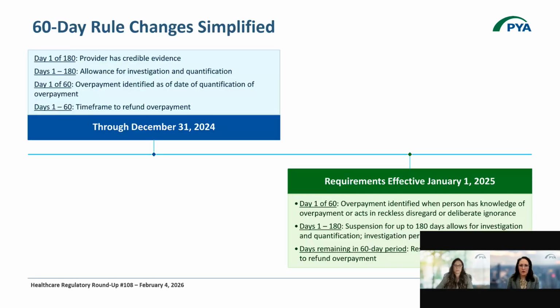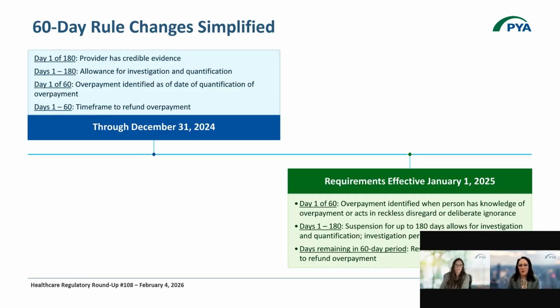So let me show you how this really works. Historically, we have credible evidence. We have 180 days to work through an investigation and quantify the error. And then once we quantify that error, we have 60 days to refund.